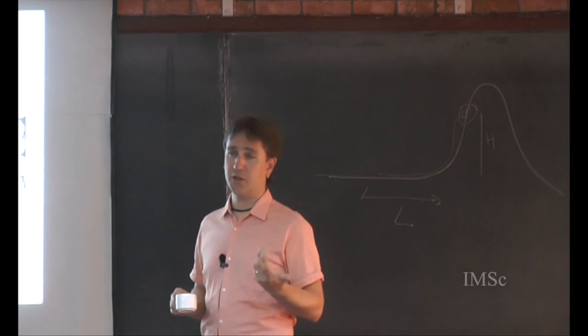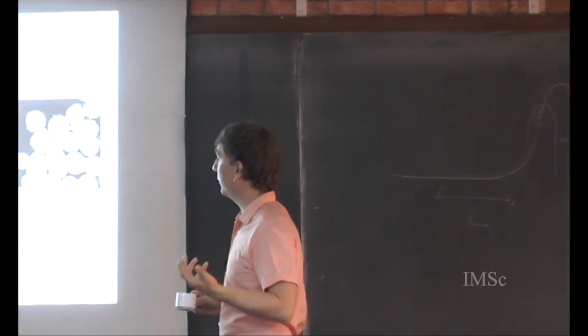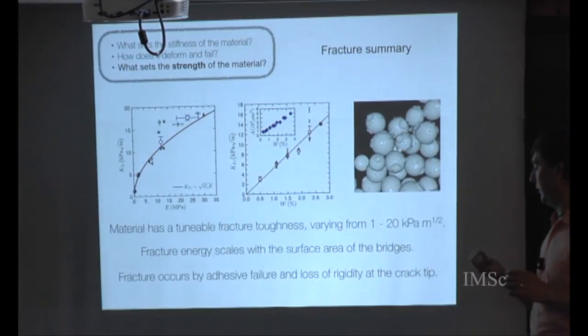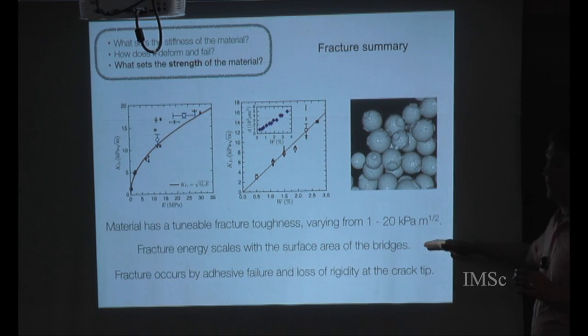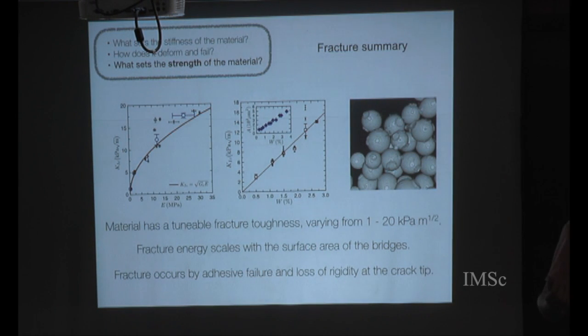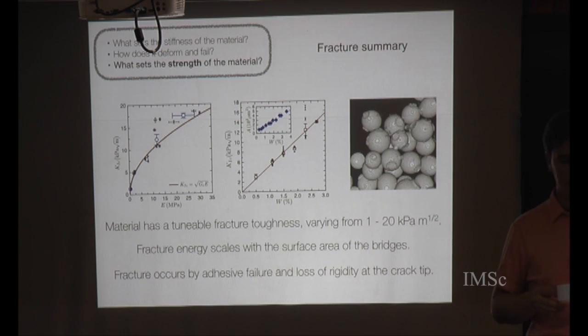So in summary, for the fracture part, we can tune the fracture toughness by about a factor of 20. The fracture energy we find scales with the amount of material that is breaking. And we find that the fracture occurs by adhesive failure. Basically, the PDMS rips off the surface of one of the particles. And there's an intriguing loss of rigidity at the very fracture tip, which may be associated with how it breaks as well. The last part of the talk will be going a little bit from micro to macro.